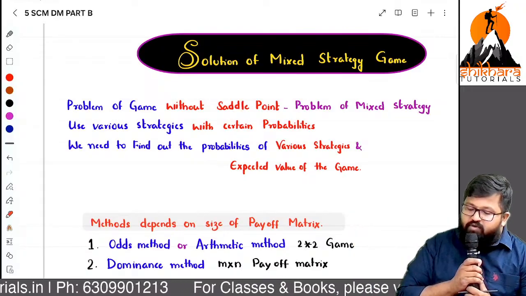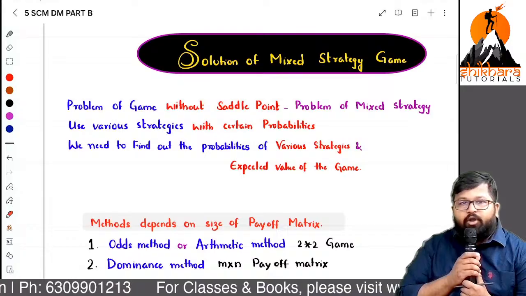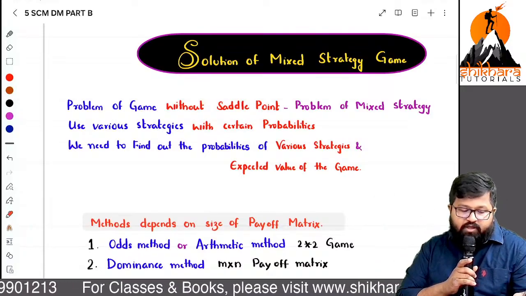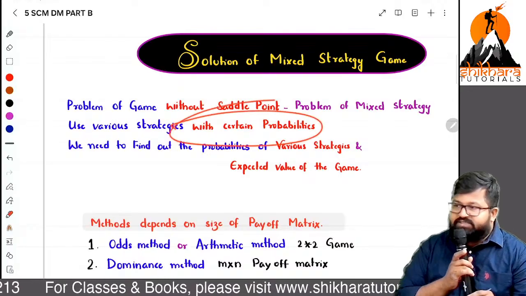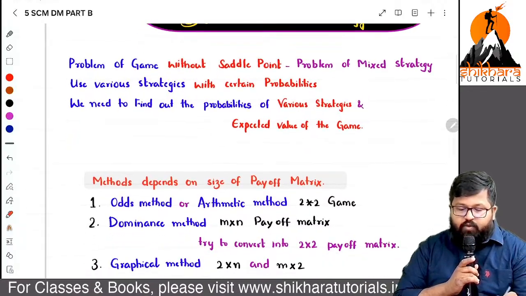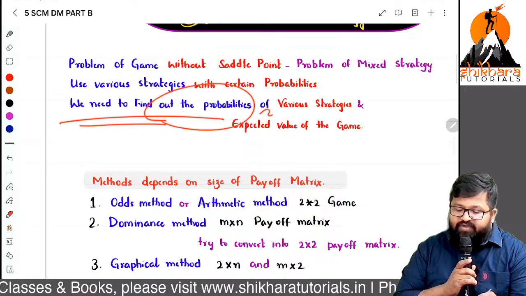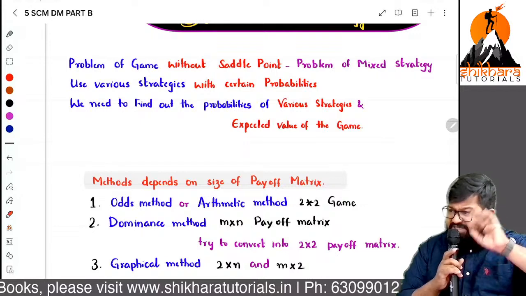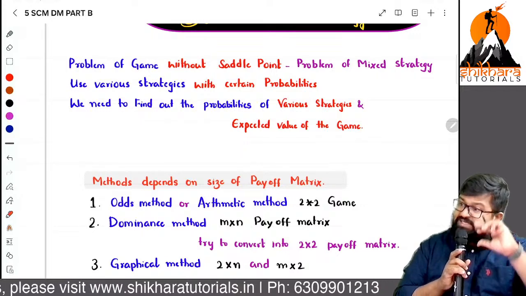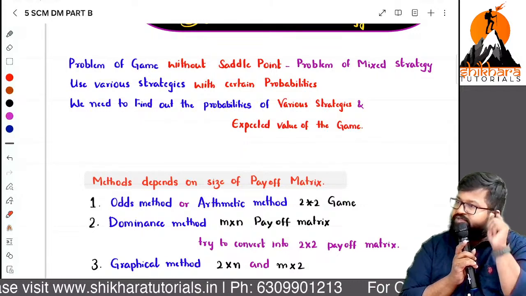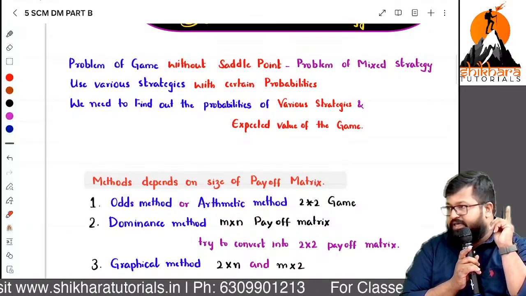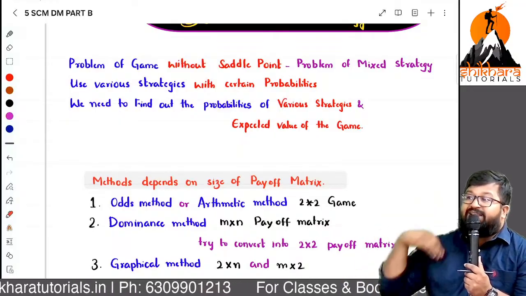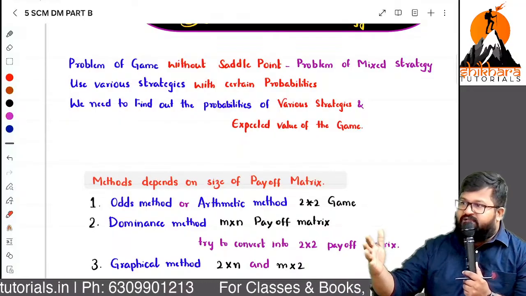A problem of a game without a saddle point is nothing but a problem of a mixed strategy. We use various strategies with certain probabilities. Next, we need to find the probabilities of the various strategies and then the expected value of the game. It is not just the value of the game; it is the expected value because we have probability. Once it is probability, it is nothing but estimations or expectations. It is not the actual value.